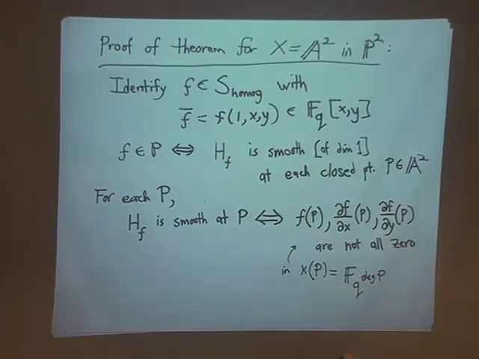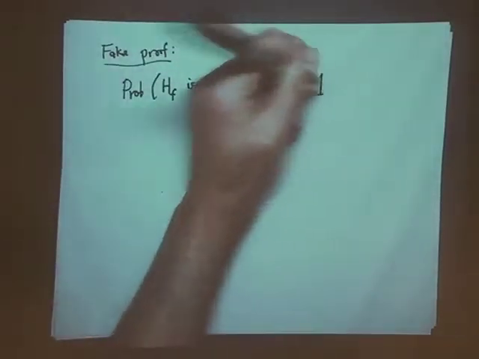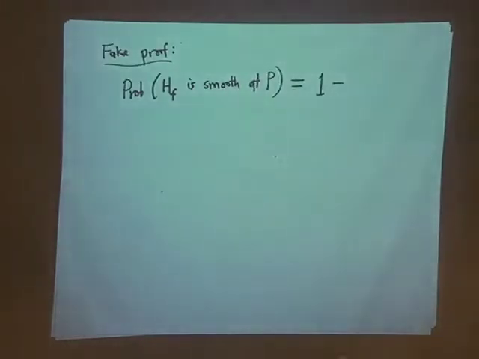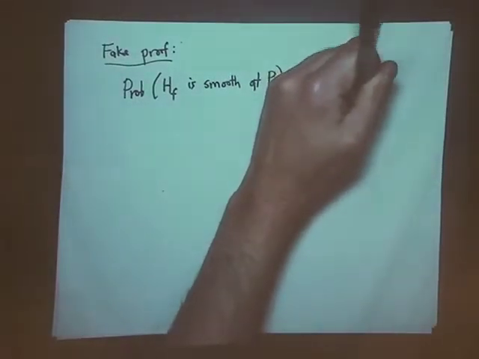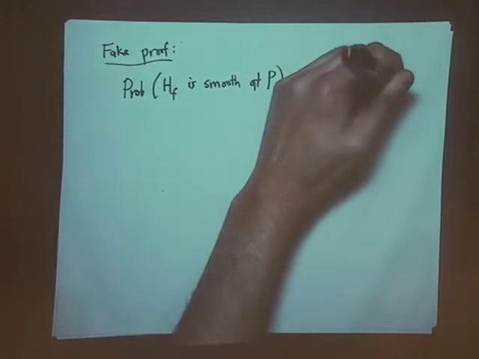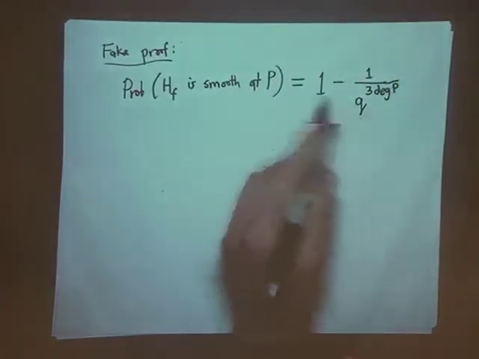So based on this, you can give a fake proof of the Bertini theorem in this case by just estimating what's the chance that all those three numbers are zero. The fake proof would be that the probability that HF is smooth at P, well, the bad ones are the ones for which all three numbers are zero, and the chance for each number to be zero is one out of Q to the degree of P. So altogether, the bad ones are going to be one over Q to the 3 degree P. And so the good ones, the ones for which it is smooth, should have that probability.